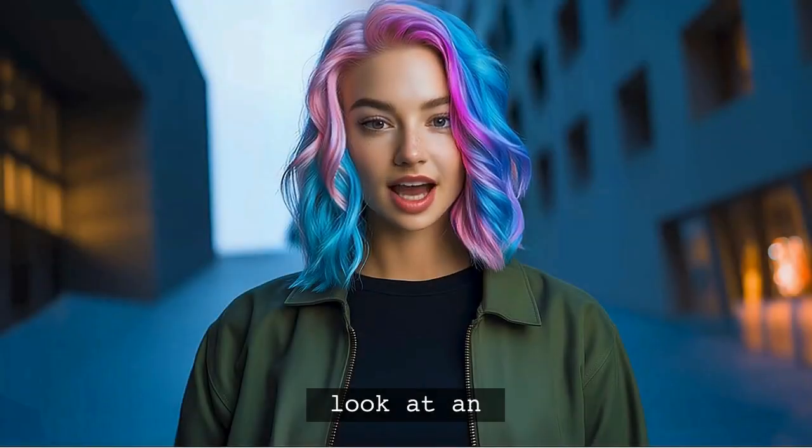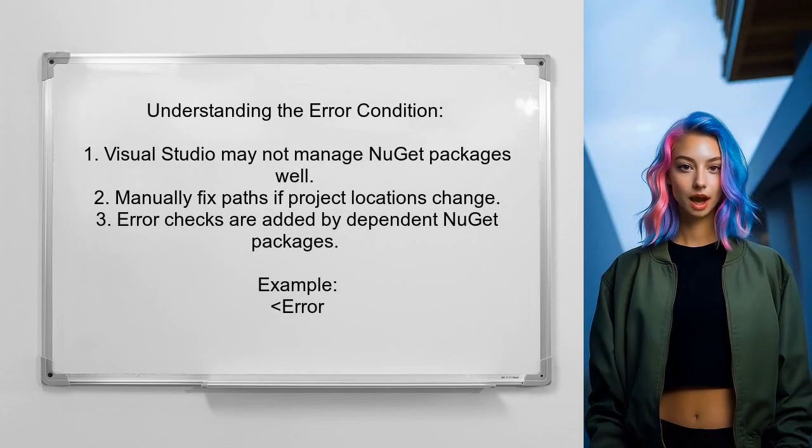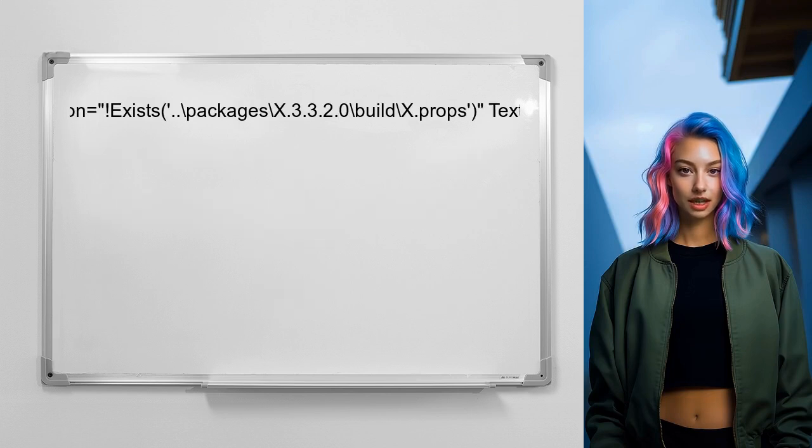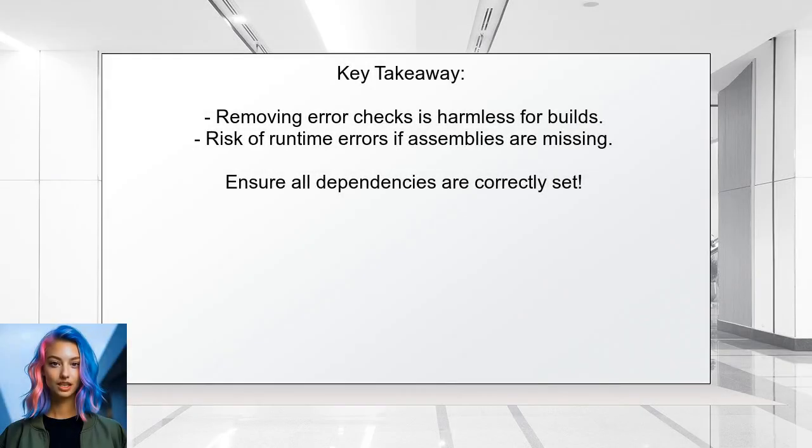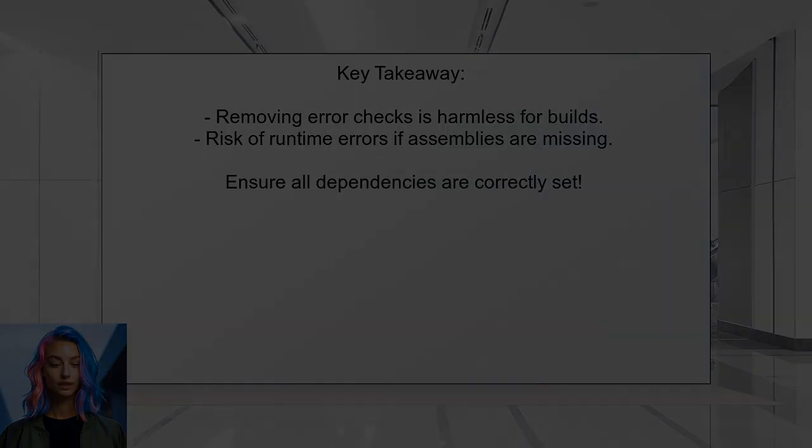Let's take a look at an answer from another user. This user explains that the error condition in your project file is due to how Visual Studio manages NuGet packages. If project locations change, you may need to manually fix the paths. They also note that the error check is typically added by NuGet packages that depend on others, ensuring the correct version is present. They mention that removing these error checks is safe for building, but it could lead to runtime errors if the required assembly is missing. This highlights the importance of ensuring proper dependencies are in place.